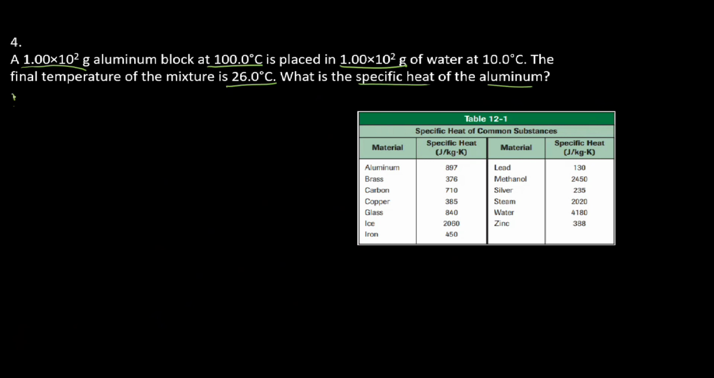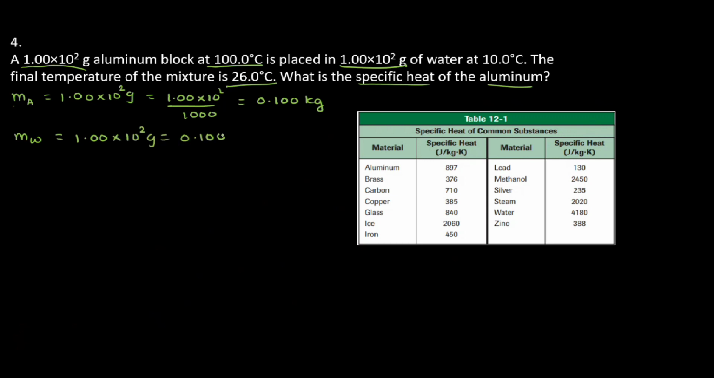We have the mass of the aluminum block. I will write it as Ma, 1 times 10 to the power 2 gram. We will convert this to kilogram, and when you convert this to kilogram, you will divide by 1000. That will give me 0.100 kilogram. Same with the mass of water. Mass of water I will denote with Mw. It's the same value. So when I convert this to kilogram, I will get 0.100 kilogram. Same thing, you divide by 1000.